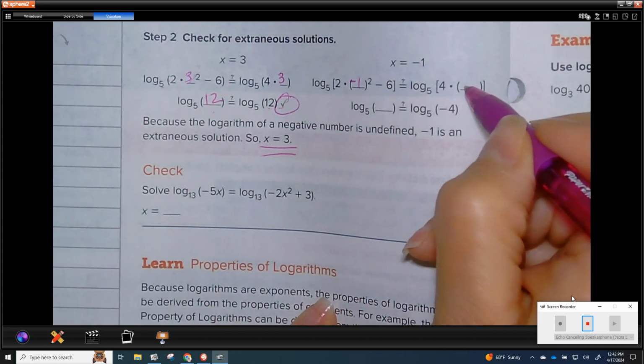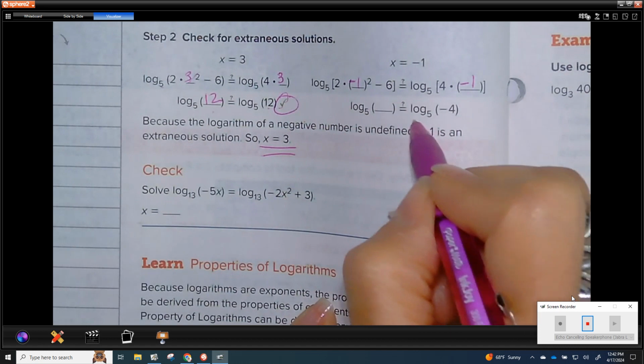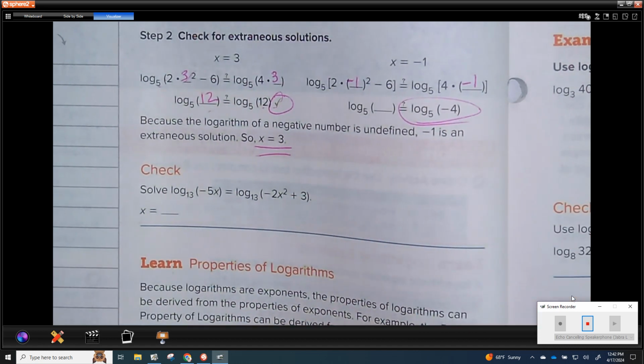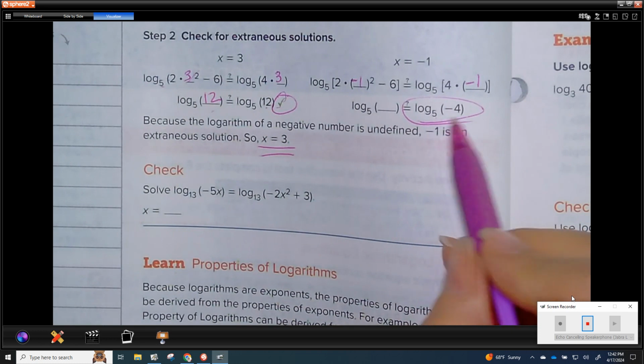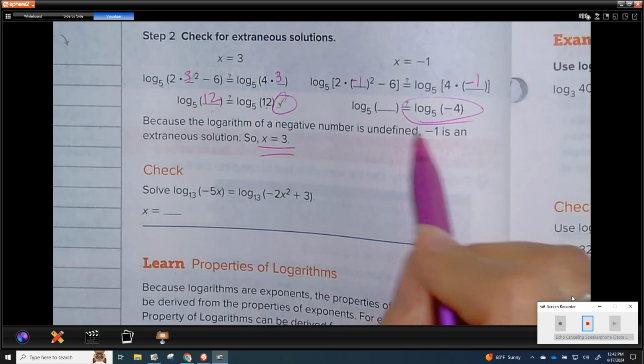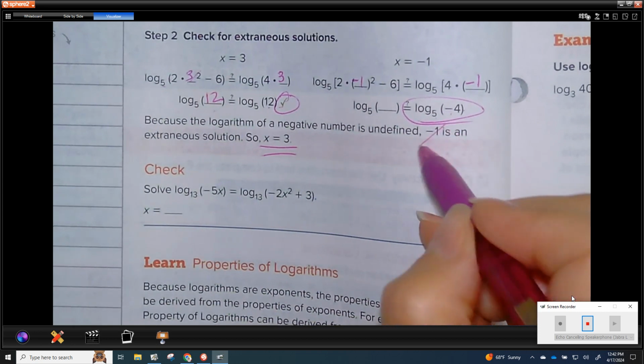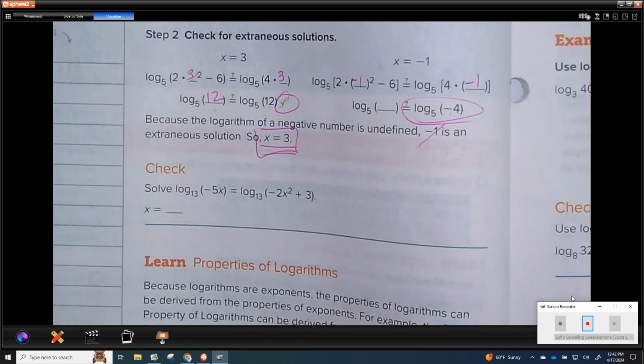But right here when I put in negative 1, I get log of negative 4. And remember, no matter how many times I multiply 5, I'm never going to get a negative number. So negative 1 is not a solution, it's extraneous, and the only solution is 3.